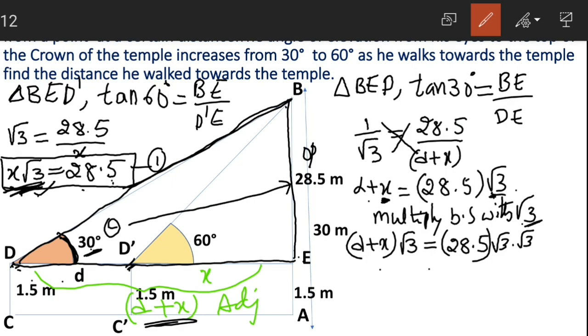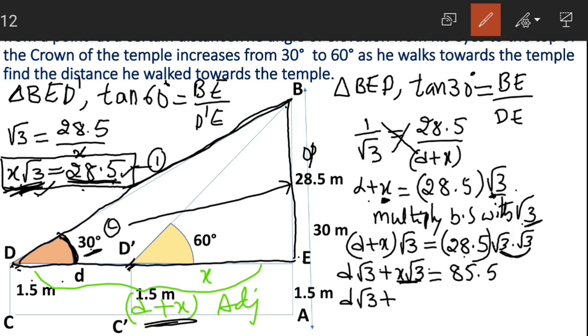Now just observe that here it becomes d root 3 plus x into root 3, x root 3, which is equal to 28.5. Root 3 into root 3 becomes 3. 28.5 into 3, that is nothing but 85.5. And observe that d root 3 plus x root 3. Instead of x root 3 from equation 1, we can take 28.5 value. So I am writing 28.5 here. So which becomes 85.5.